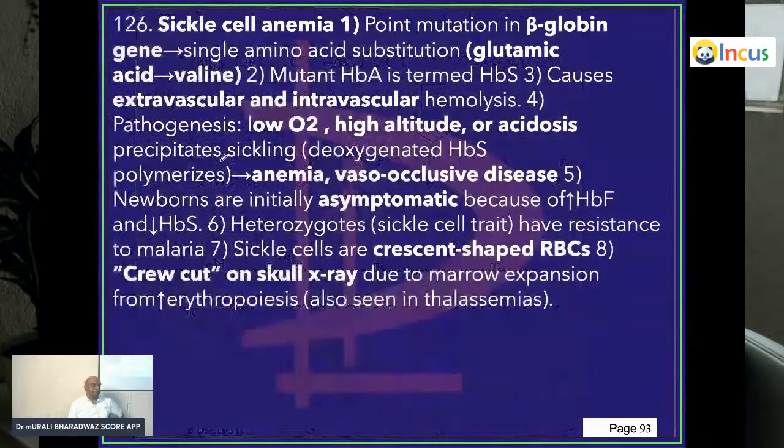So, doctor, sickle cell anemia will finish and go home. Don't worry. Sickle cell anemia. So, what is sickle cell anemia, doctor?